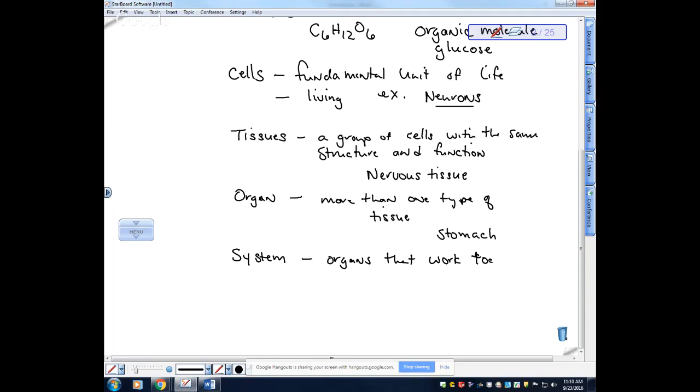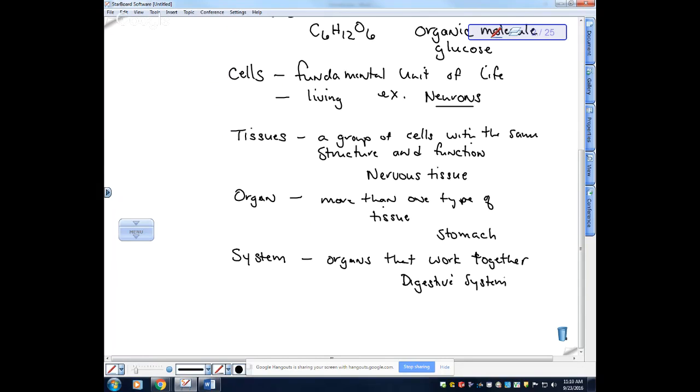So oftentimes when we're studying anatomy and physiology, we study systems. So we group, say, for example, all the digestive organs in the digestive system. That would include the liver, the pancreas, the esophagus, the stomach, the large intestine, for example, which would all be part of the digestive system. So we could say that this is a system.